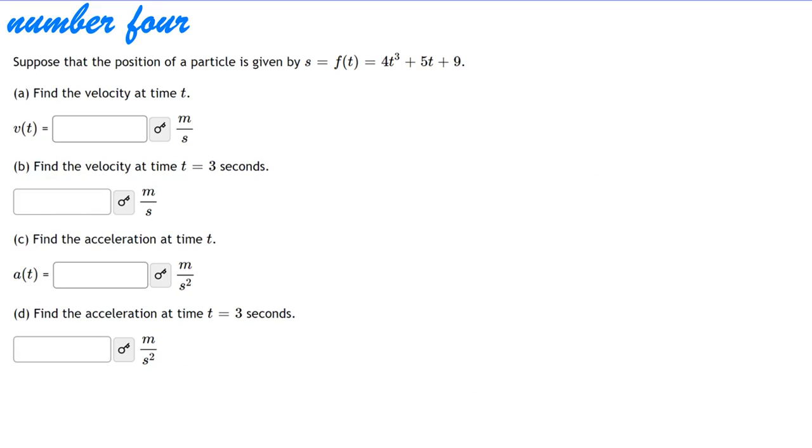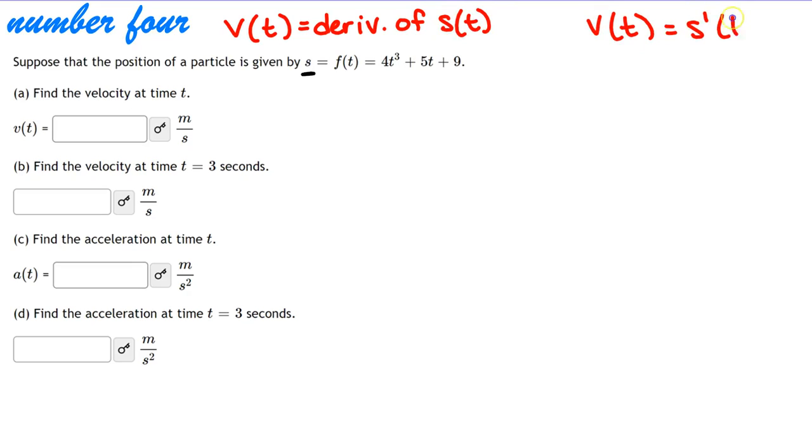Suppose that the position of a particle is given by s, or just f of t. Sometimes they like to use the letter s for position, but it doesn't have to be. So it equals 4t cubed plus 5t plus 9. Find the velocity at time t. Here's what we need to remember. Velocity, v of t, is equal to the derivative of position, s of t. In other words, velocity equals s prime of t.